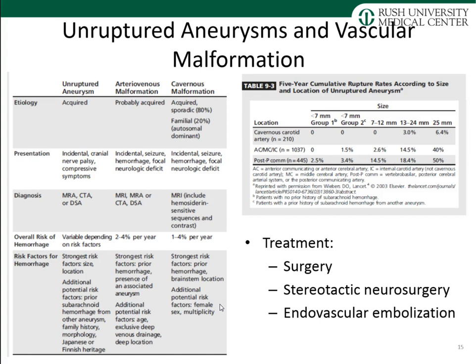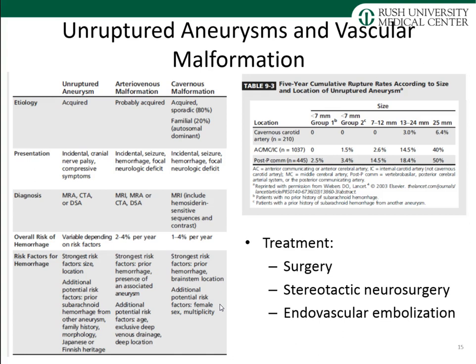And then risk factors for hemorrhage. The strongest risk factors for unruptured aneurysms are size and location. And for AVMs, it's a history of a prior hemorrhage or presence of an associated aneurysm. So if you look over here in the upper right, you see the 5-year cumulative rupture rates according to size and location. And again, as I just said, the size matters here. And so the bigger the aneurysm, the more likely it is it's going to rupture and bleed. And so frequently, if you're going to treat an unruptured aneurysm, you're going to want to do it before it gets to this very large size if you can.